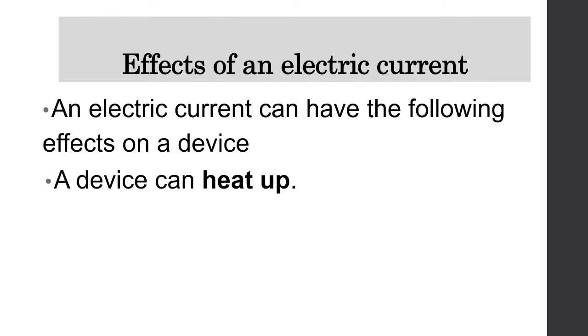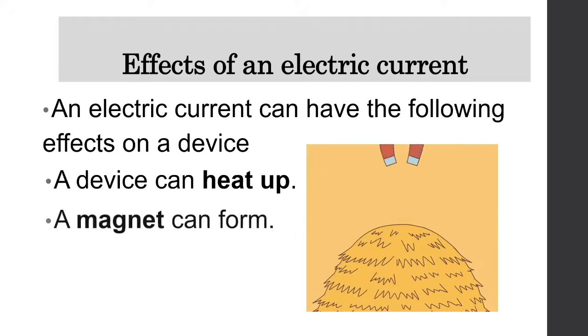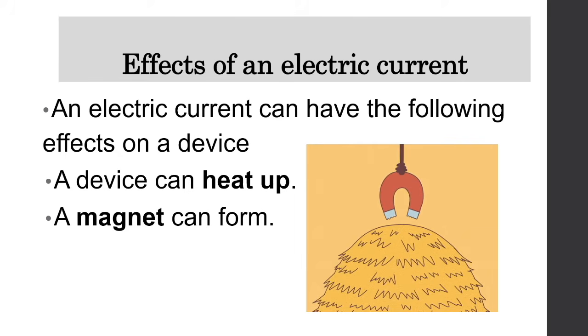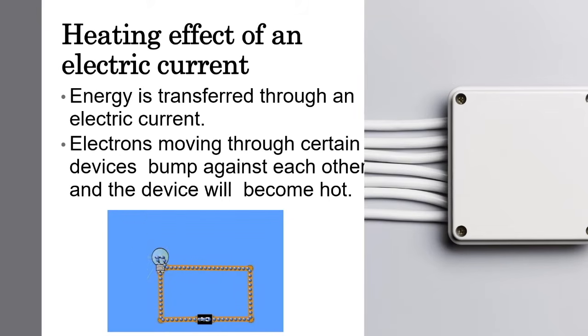Firstly, it has the ability to heat up a device. Secondly, it has the ability to form a magnet. And thirdly, it can cause a chemical change to take place in a circuit. So let's start with the heating effect of current.